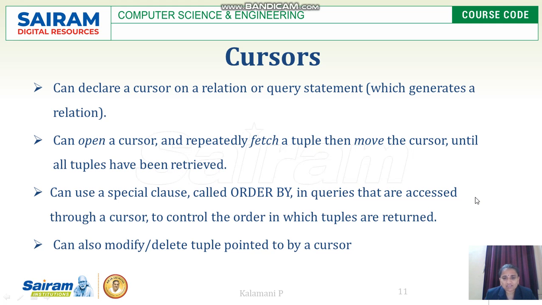We can use a special clause called order by, because when we are retrieving the data tuples, they should be ordered in some way. So we use order by in queries that are accessed through a cursor to control the order in which tuples are returned. We can also modify or delete the tuple pointed to by a cursor. That is also possible.